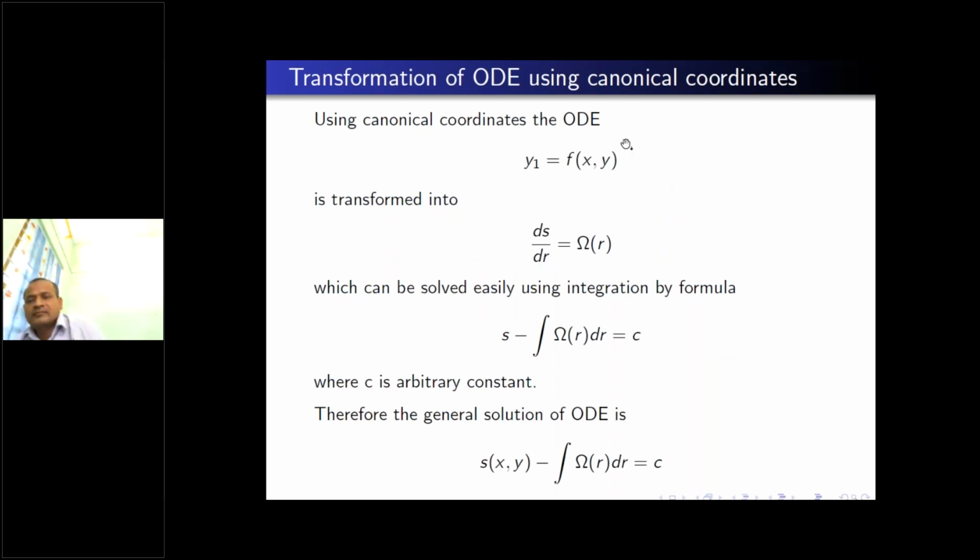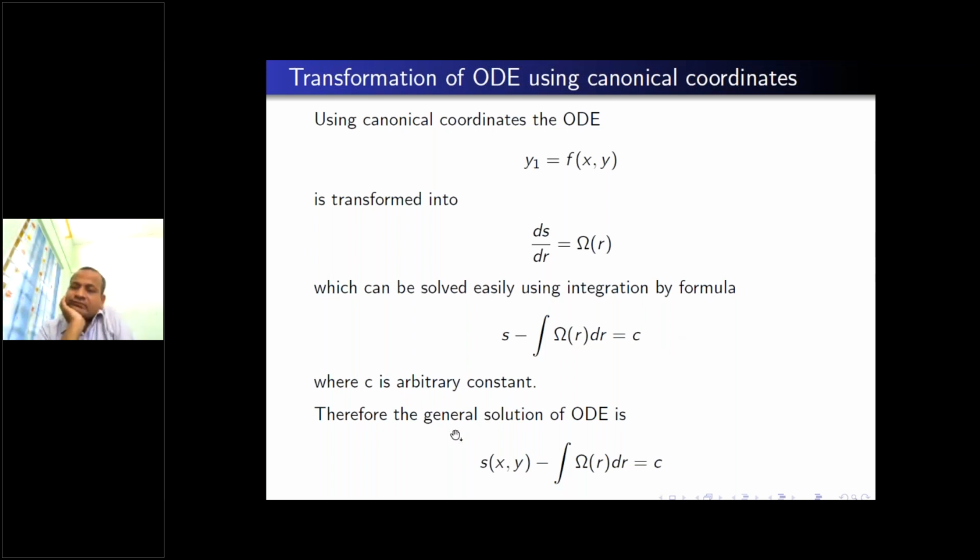Now, once the canonical coordinates are found, then using canonical coordinates, the ODE y' = f(x,y) is transformed into ds/dr = omega(r), or any other symbol you can use, as a function of r. So here you can see when we are using the canonical coordinates, whatever the differential equation may be, it becomes variable separable form. Now this can be solved easily using integration by the formula s = integral of omega(r) dr + c, where c is an arbitrary constant.